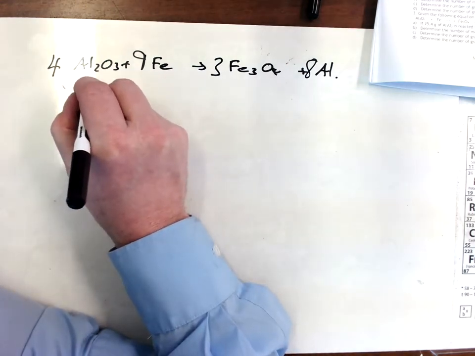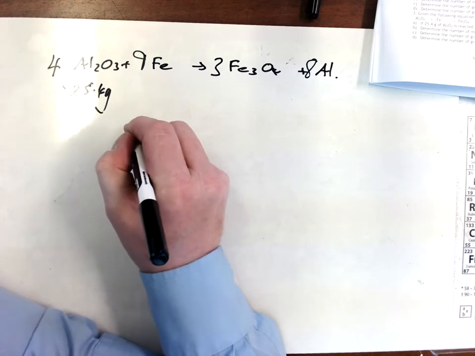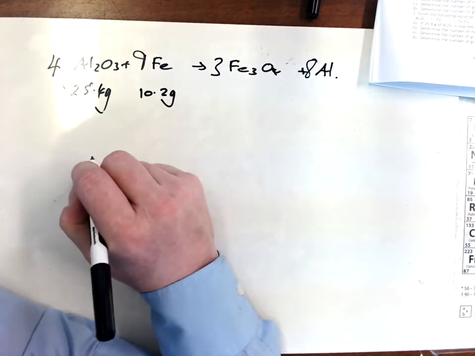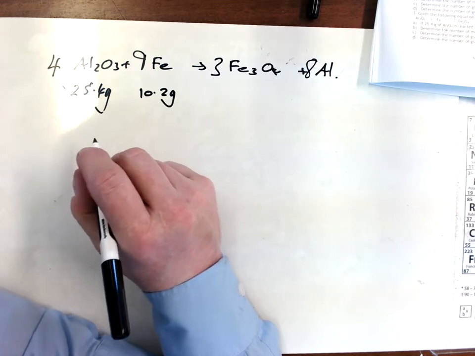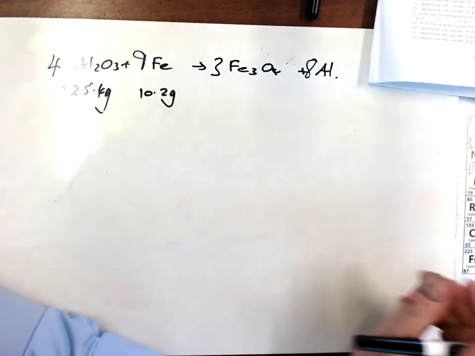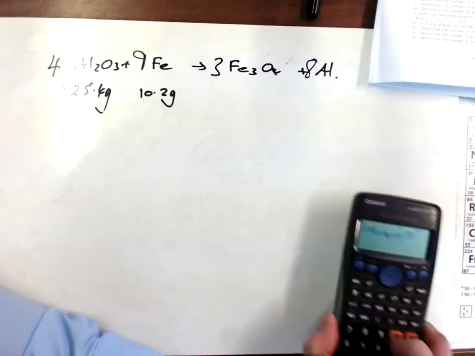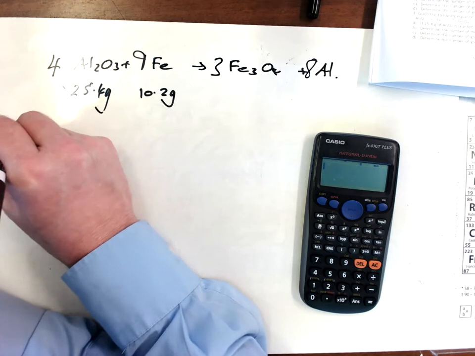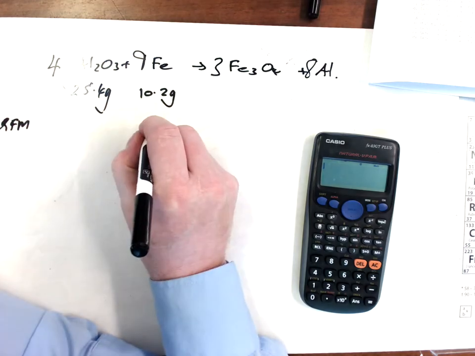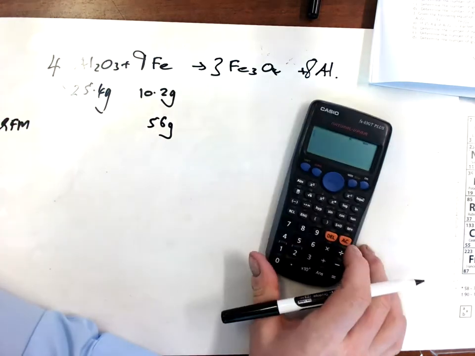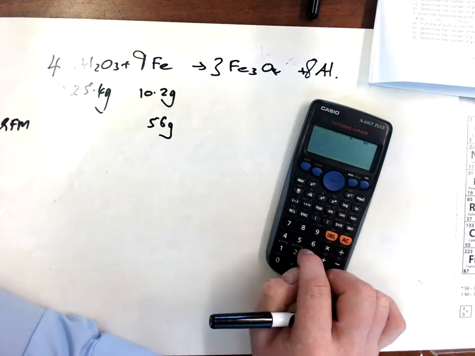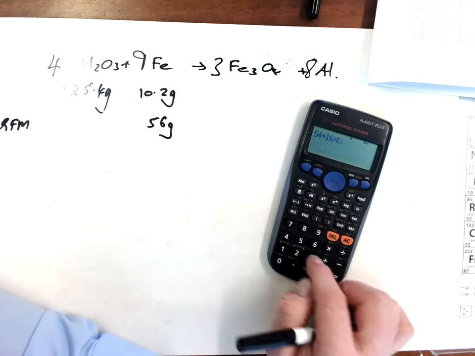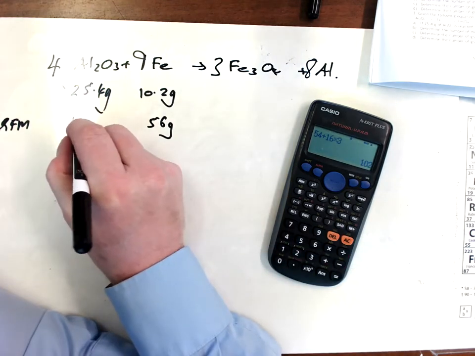Right, let's fill in what the examiner tells us. So we've 24.5 of that, and we've got 10.2 grams of that, and we're going to work out how much of our product we would make in each instance. So again, let's get our RFMs. So that's 56 is atomic mass of iron. Aluminium here is 54, that's 2 aluminiums, plus 16 times 3. Okay, so it gives me 102.